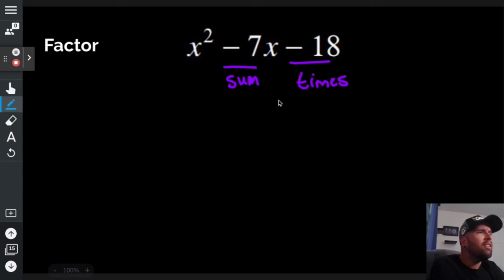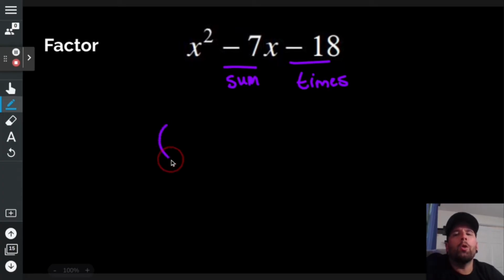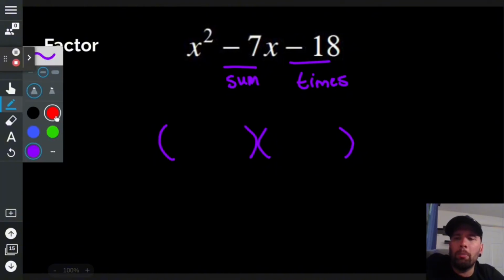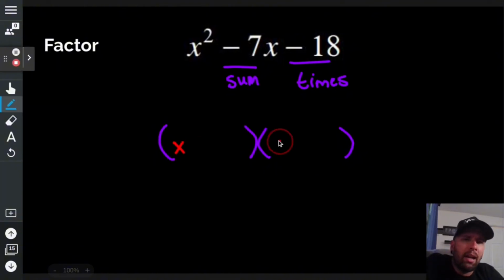Now, if that sounded like poor grammar, it is poor grammar. But the way that I remember how to do this is sometimes find two numbers whose sum, add, is negative 7 and whose times, multiply, product, is negative 18. Once you do that, you put them in these parentheses right here. There's nothing in front of x, so that's going to be an x here and an x here.